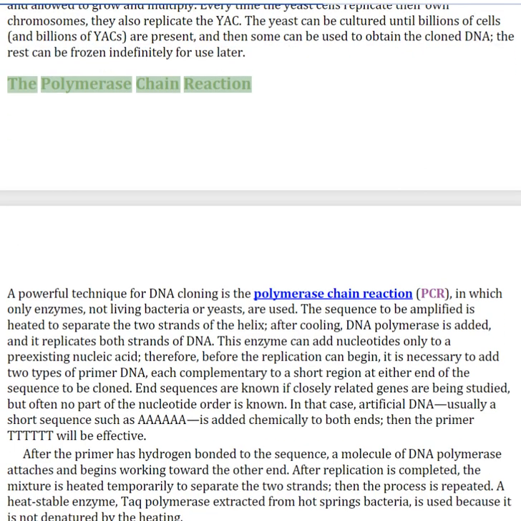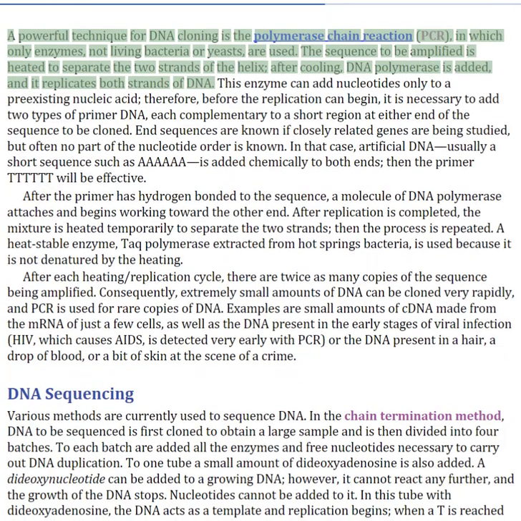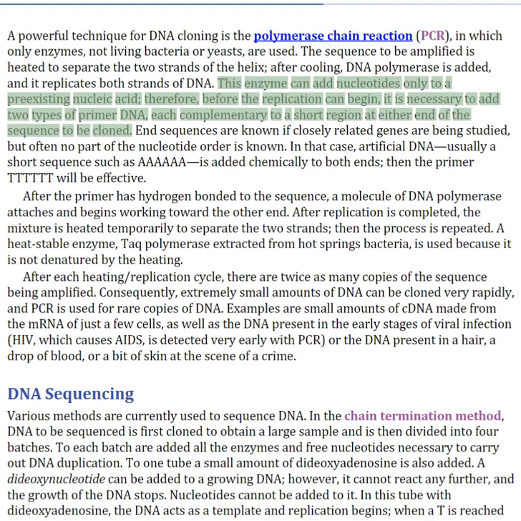The polymerase chain reaction. A powerful technique for DNA cloning is the polymerase chain reaction, in which only enzymes, not living bacteria or yeasts, are used. The sequence to be amplified is heated to separate the two strands of the helix. After cooling, DNA polymerase is added, and it replicates both strands of DNA. This enzyme can add nucleotides only to a pre-existing nucleic acid. Therefore, before the replication can begin, it is necessary to add two types of primer DNA, each complementary to a short region at either end of the sequence to be cloned.